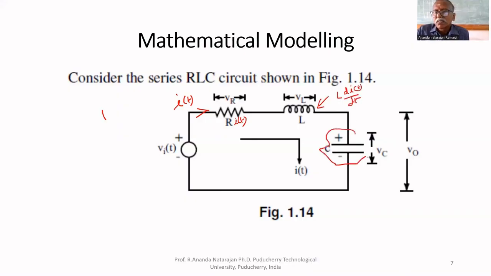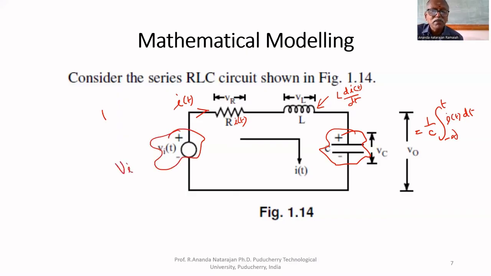The potential drop across this capacitor is equal to 1 by C integral of I of t dt from minus infinity to t. So these are the potential drops. What is KVL? Algebraic sum of potential drop and EMF equal to 0. The applied voltage is Vi of t. Therefore, the sum of EMF and potential drops in the circuit is equal to 0.